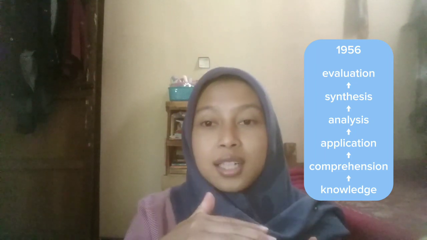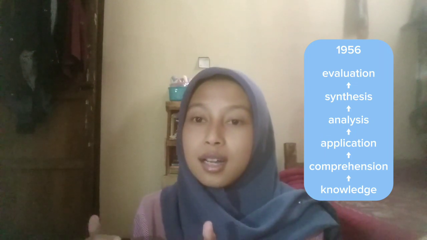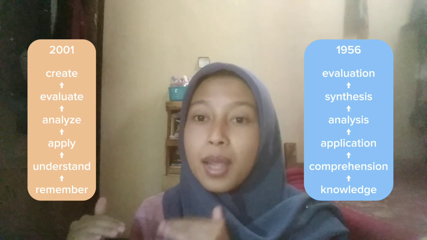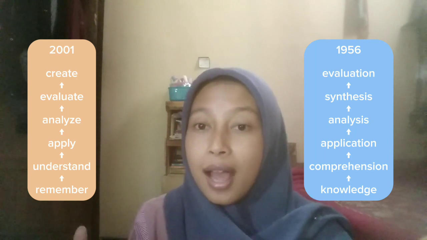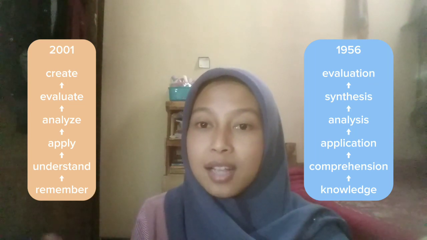In 2001, there is a revision of Bloom's taxonomy by Lauren Anderson. Here are the differences. In 1956, the levels of Bloom's taxonomy are knowledge, comprehension, application, analysis, synthesis, and then evaluation. While in 2001, the levels of Bloom's taxonomy are remember, understand, apply, analysis, and then evaluate, and the last is create.